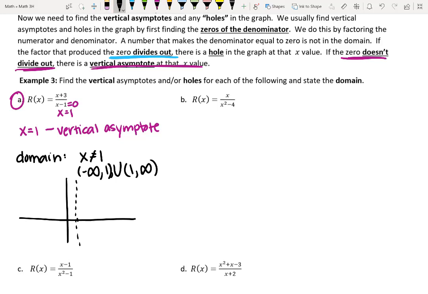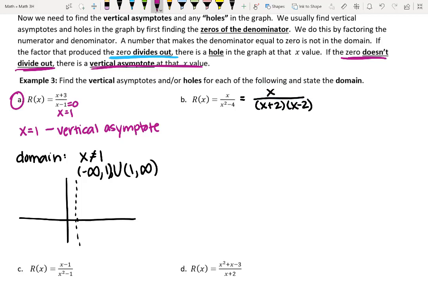So for part B, I'm going to try to figure out if the zeros in the denominator divide out or not. So I'm going to have to factor this denominator into x plus 2 times x minus 2. And it looks like the x plus 2 does not divide out with a plain x. X minus 2 does not divide out with a plain x. So for that reason, I'm in the vertical asymptote section again. They did not divide out.